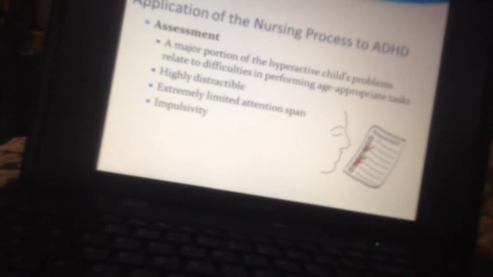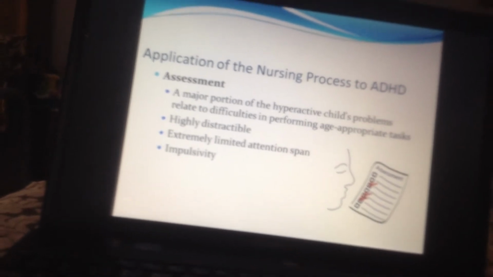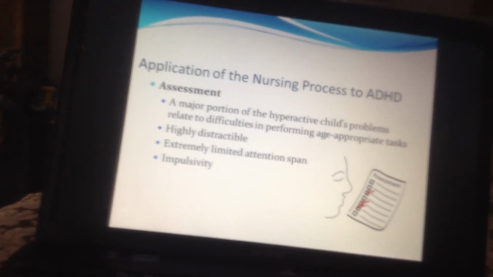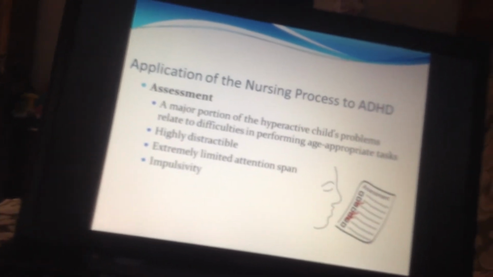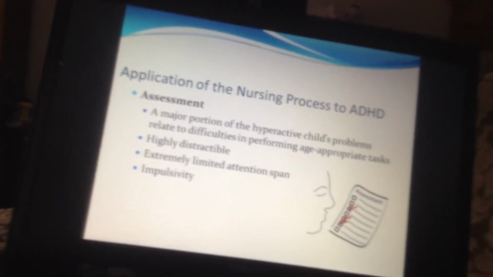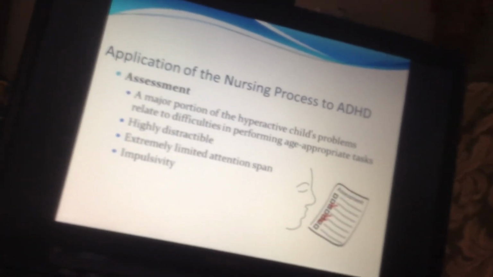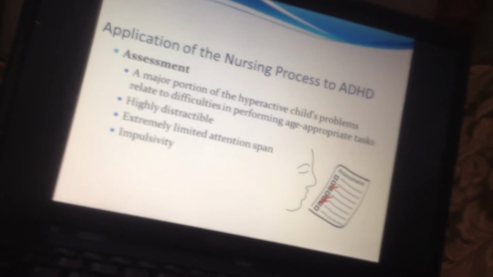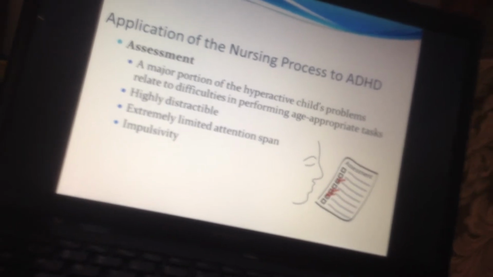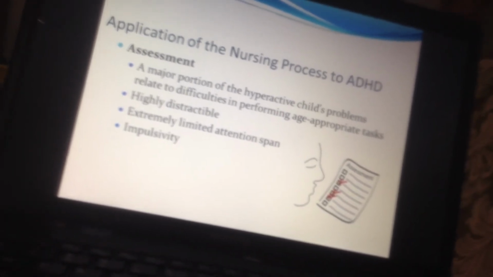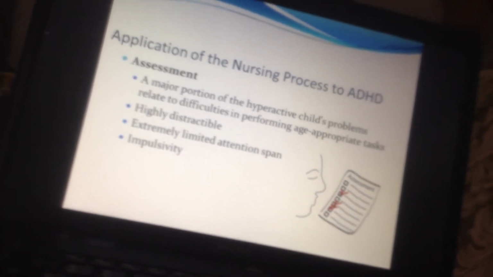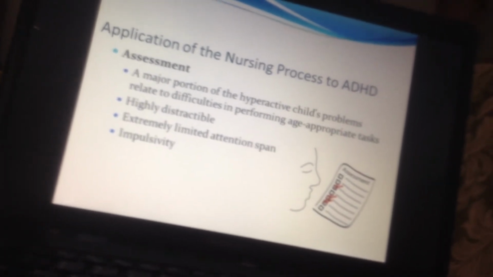With assessment, what you would see is that these kids have problems performing their age-appropriate tasks. They are highly distractible, so they cannot pay attention, and they have an extremely limited attention span. So either they will be very hyperactive, or even if they are able to pay attention, it will not last for a very long period of time. So they may be doing multiple things and forget about certain things. These could be the kids that do not do their assignments as they have been directed in school. Okay, so they may be doing incomplete assignments.